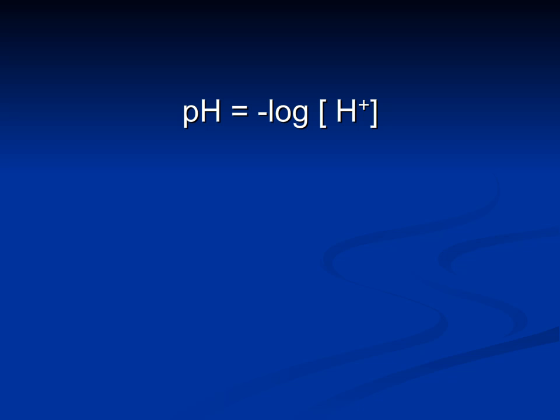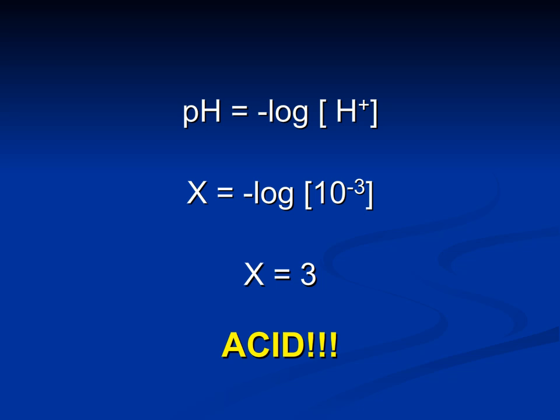If we determine that our hydrogen ion concentration is 0.001, or 10 to the -3 in exponential form, then we take the exponent and multiply it by -1. So -3 times -1 is 3. Our pH of this solution is 3. What do you think that would be, an acid or a base? An acid. If a solution has a pH below 7, it is an acid.